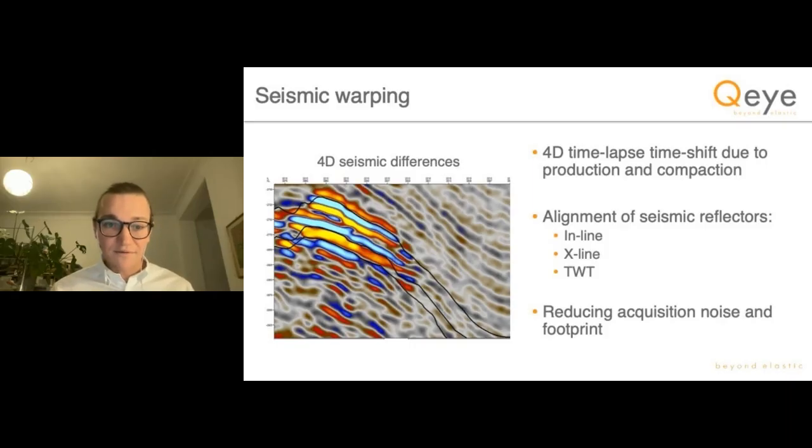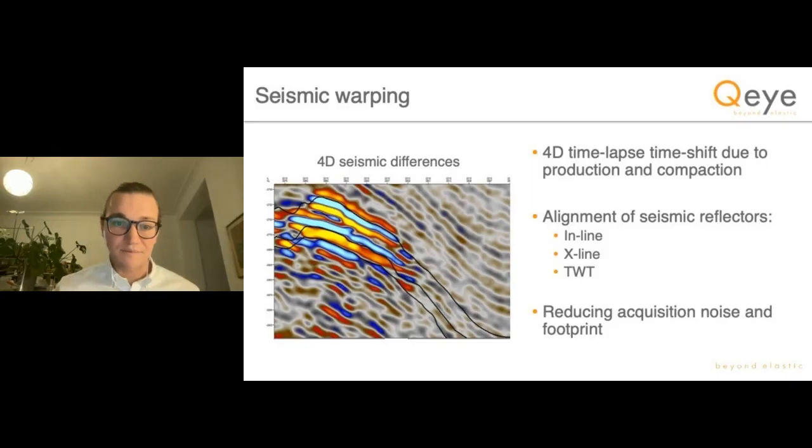So prior to us going through the process of being able to directly extract information about the changes in amplitude between a baseline and monitor, we have to correct for that travel time difference. So the first step is to align the monitor surveys to the baseline, such that when we actually are looking at the differences in the amplitude, we're looking at the differences that are due to production only, and not differences due to production and differences in travel time.